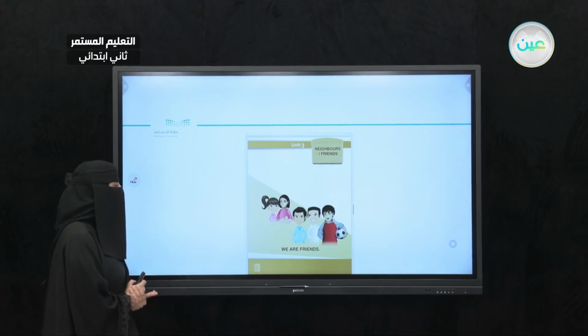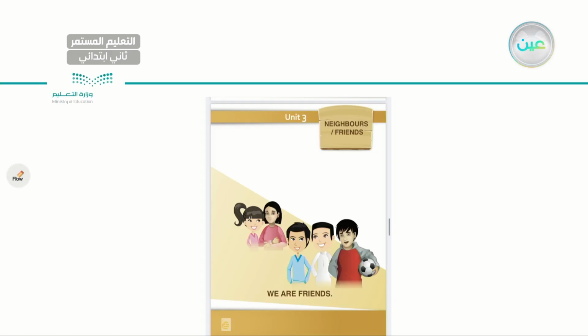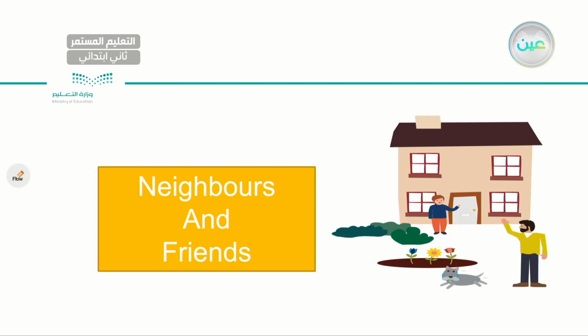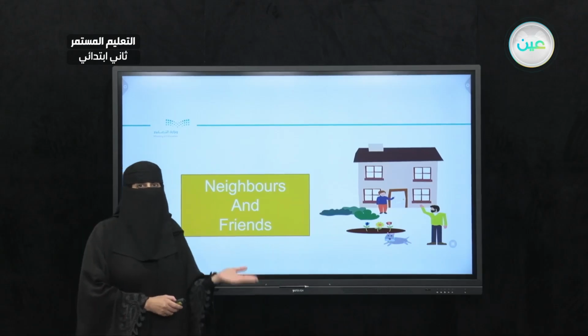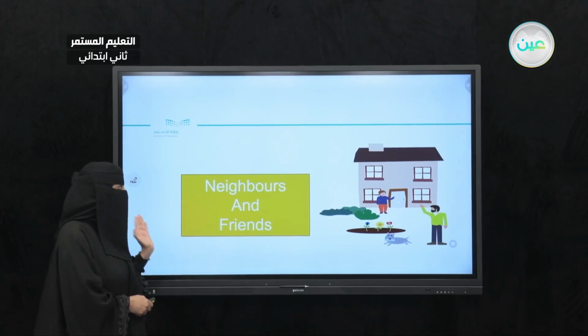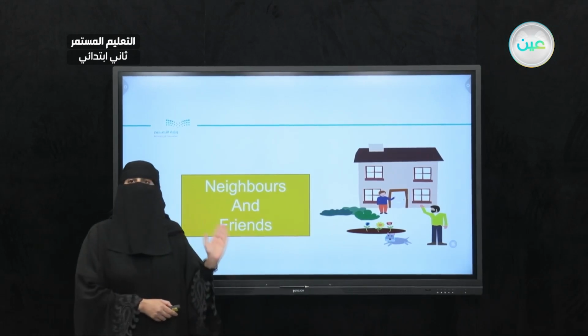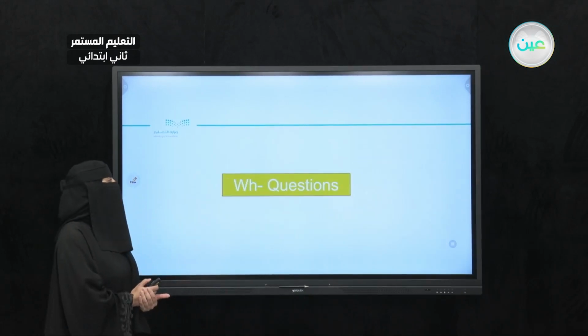This is the cover of your book, of your unit, unit number 3, Neighbors and Friends. Okay? What do we mean by neighbors? As you can see here, I have one neighbor saying hi, or greeting his neighbor. They are living in the same neighborhood. Neighbors and friends.